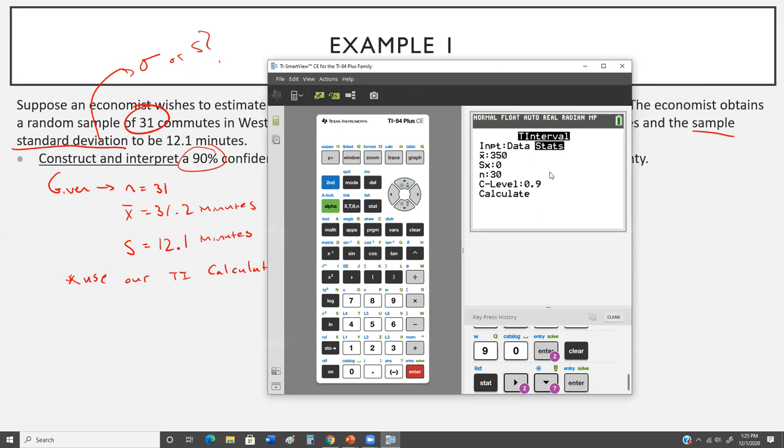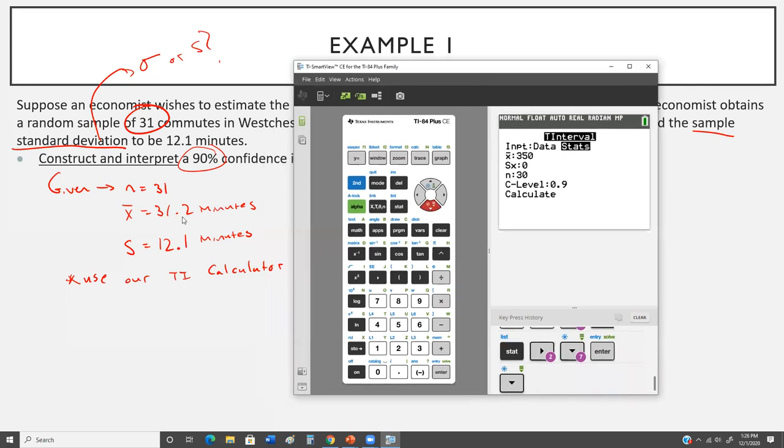When you hit enter, you should see this, okay? On the TI-84, if you add previous numbers from any other, even from the Z interval, it keeps them there. We have the options of data or stats. We want stats because we're giving you the summary statistics. So scroll down, and if you have numbers there, just write over them. X bar was 31.2. S sub X stands for the sample standard deviation, which is 12.1. And N is 31 here.